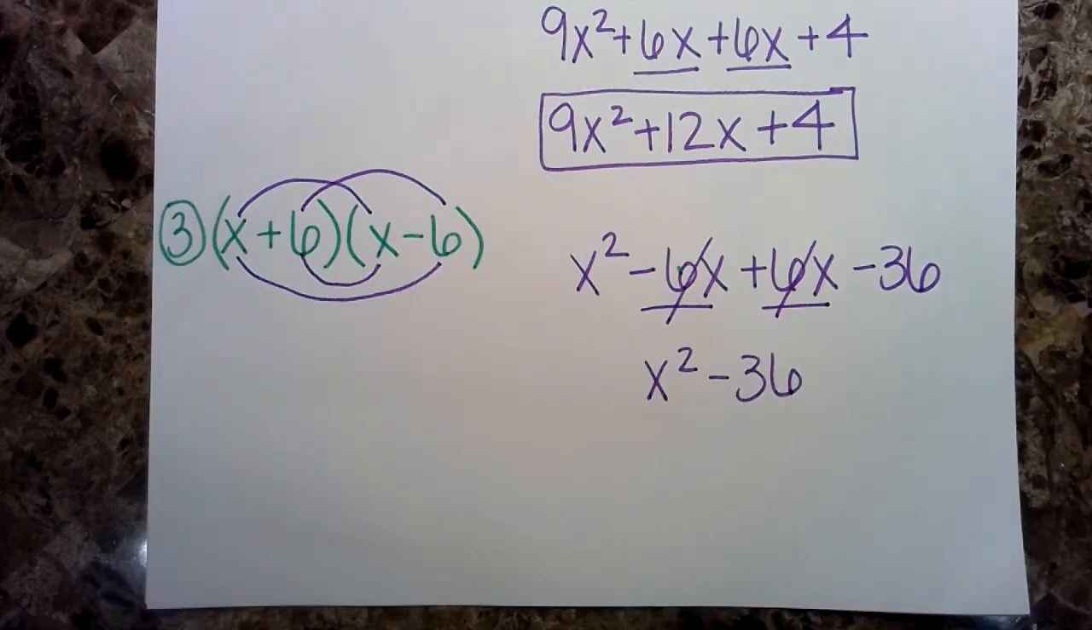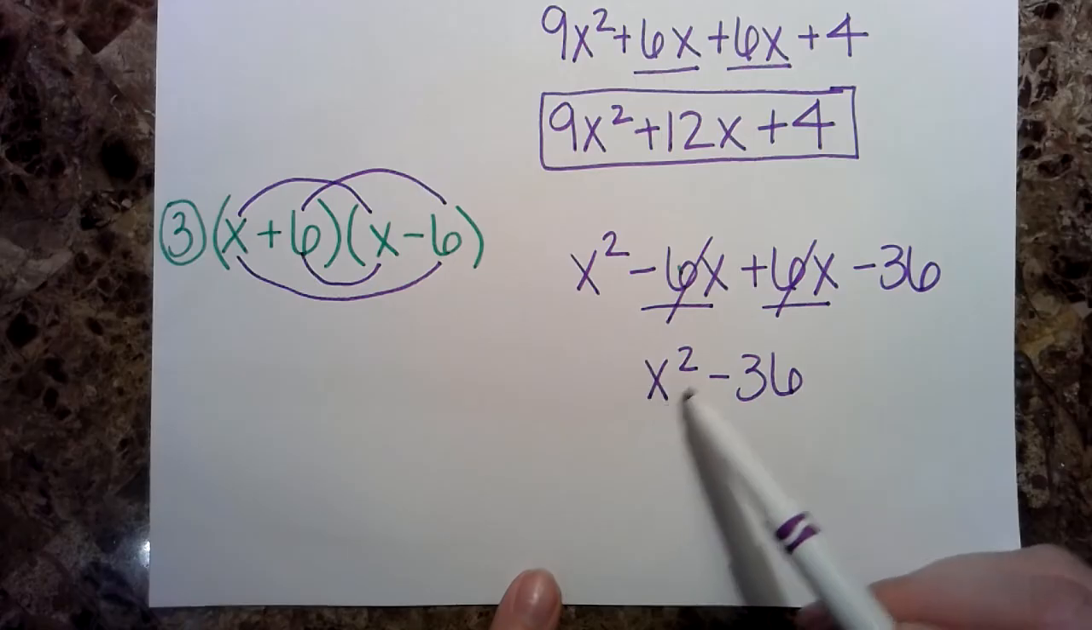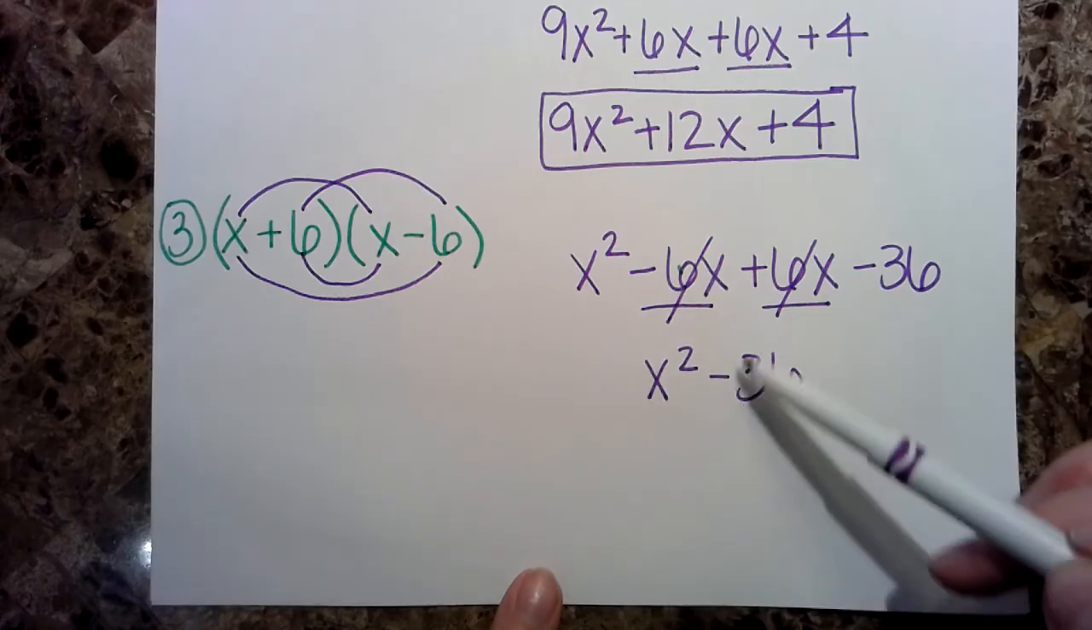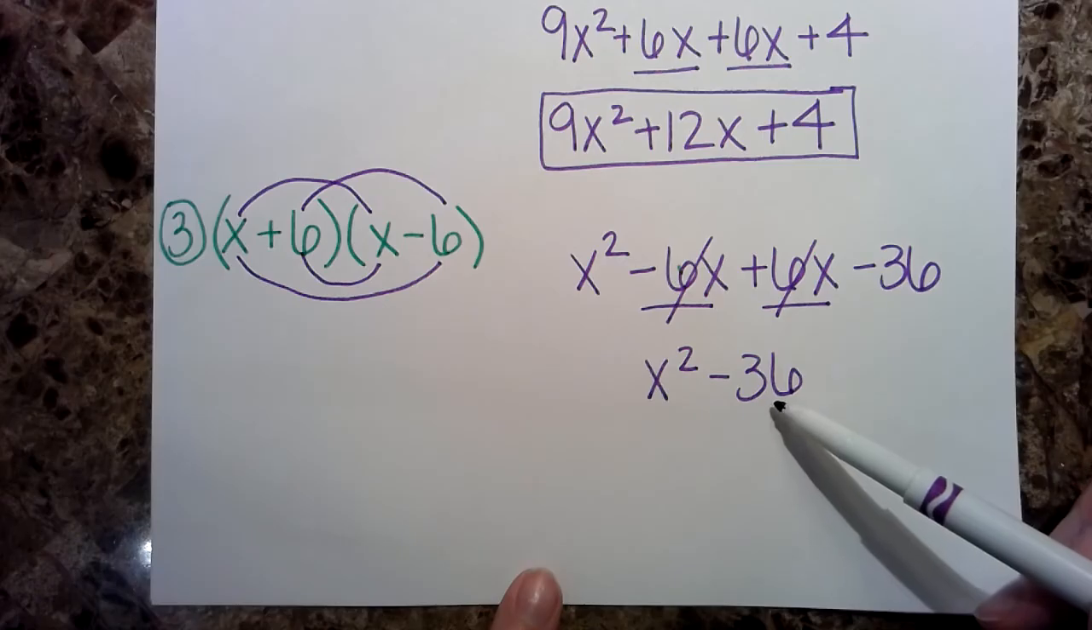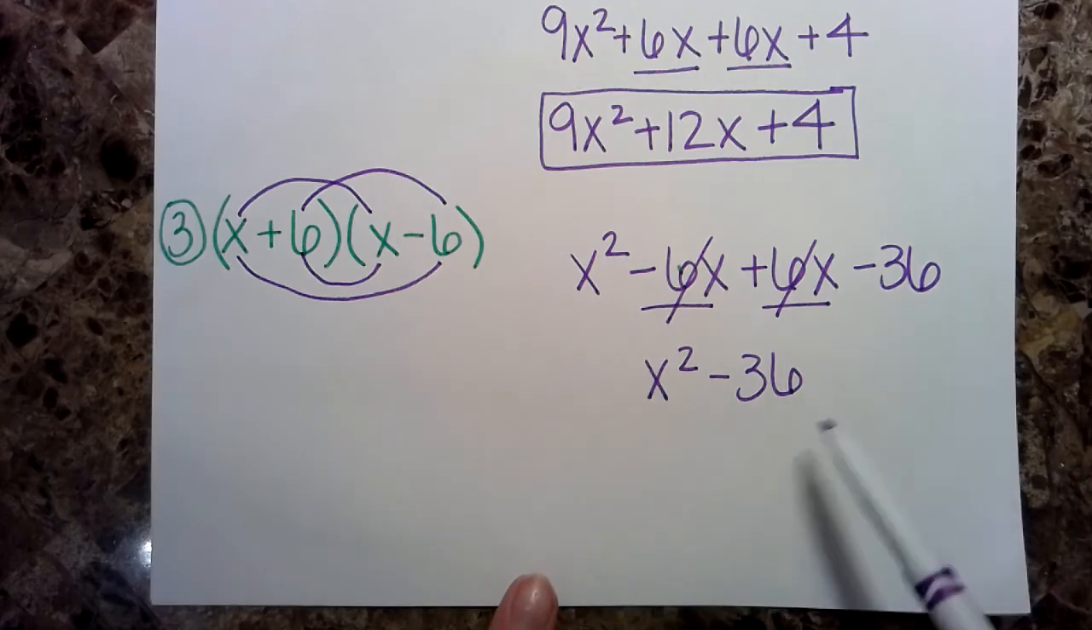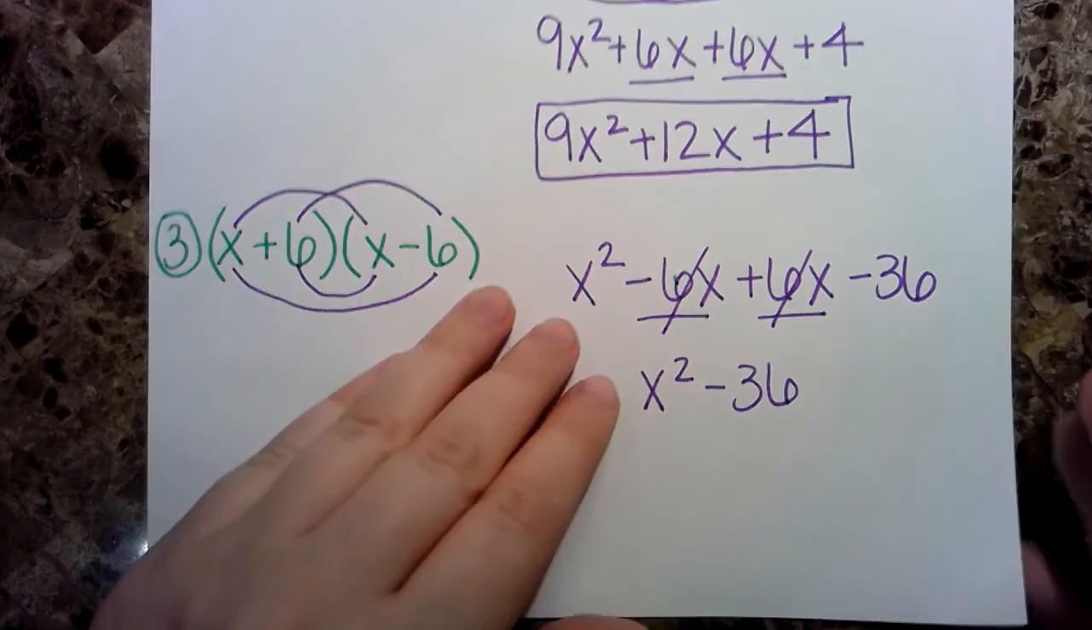You'll notice this later, but x squared is a perfect square because if you take the square root, you get x. And 36 is also a perfect square, because you would get 6 and 6. So that is why it's a difference of two perfect squares. We'll explain that more later in the chapter.